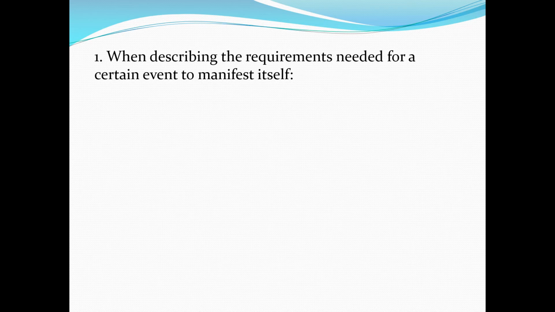Now, there are a few ways to use a conditional form sentence. The first one is when describing the requirements needed for a certain event to manifest itself. Like the condition that you need for something to happen.